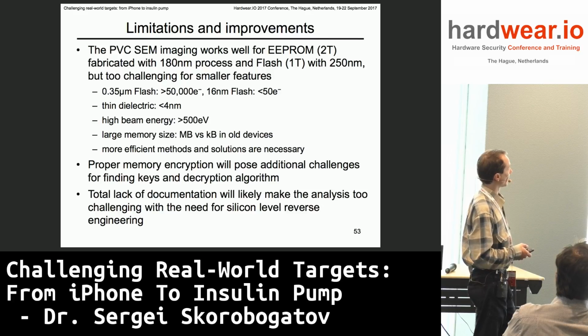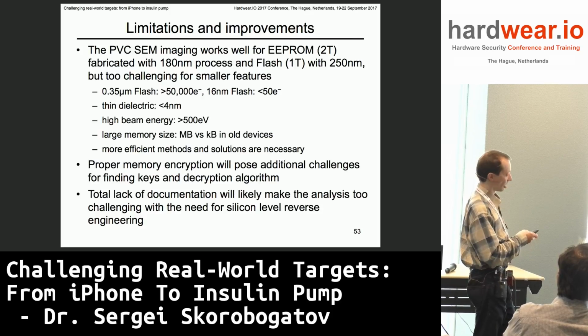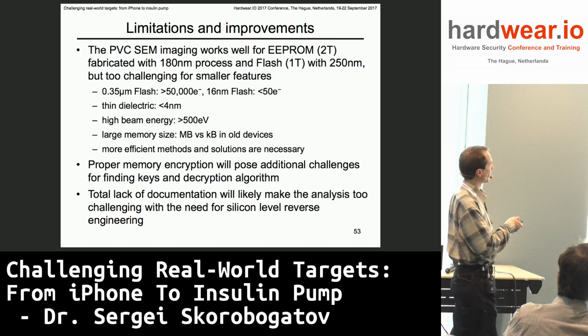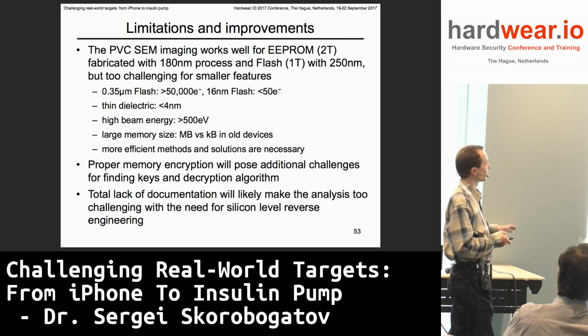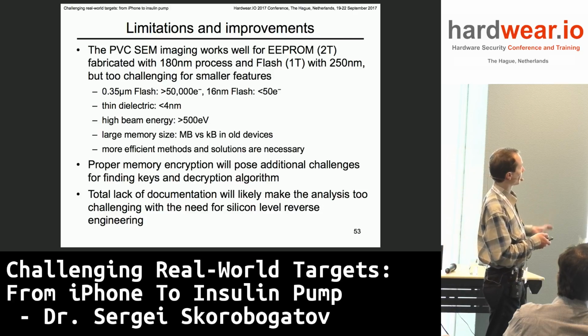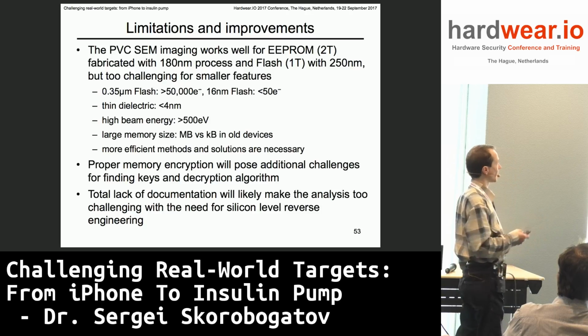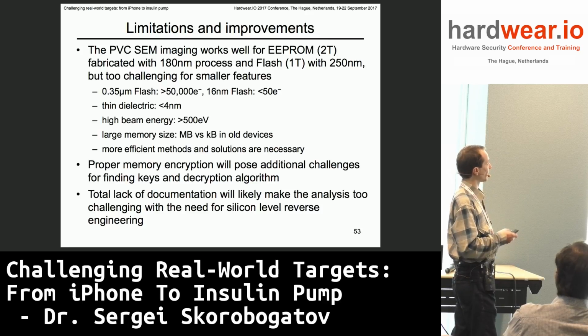So the electron microscopy works down to about 181 micrometers for the EEPROM, and only 250 micrometers for flash memory. And the reason for that is because in the old process, something like 0.35 micron, you have about 50,000 electrons on the floating gate. But if you look at the modern flash process, for example, 16 nanometers, you will end up with less than 50 electrons on the floating gate in some cases.